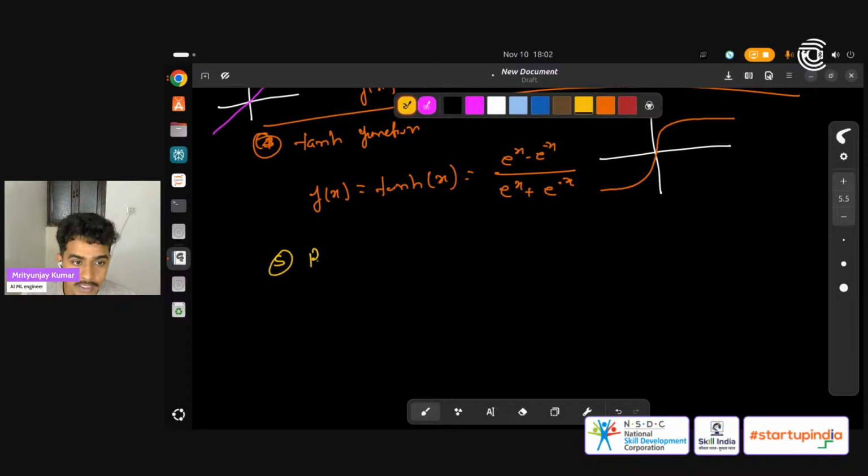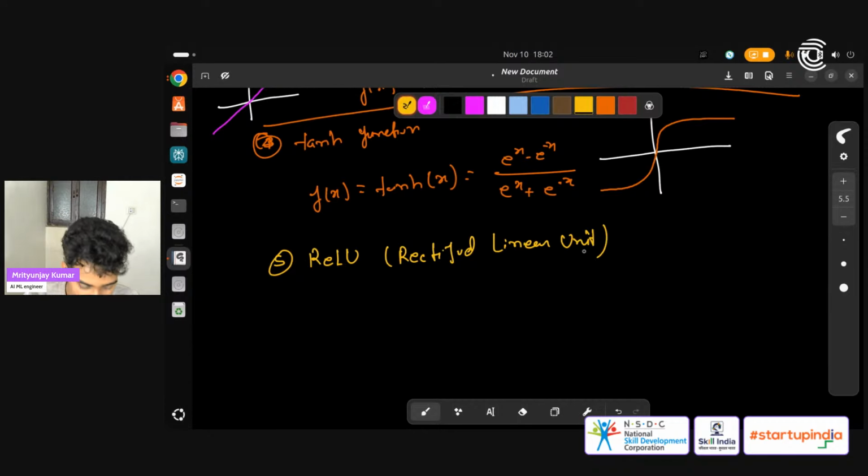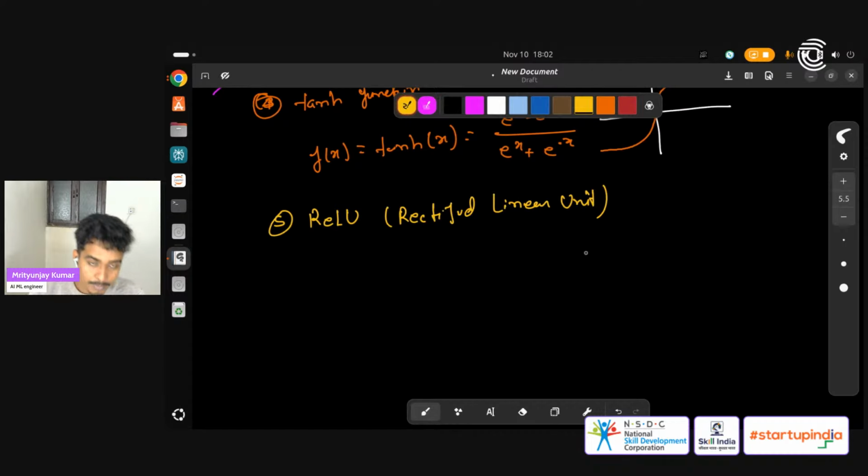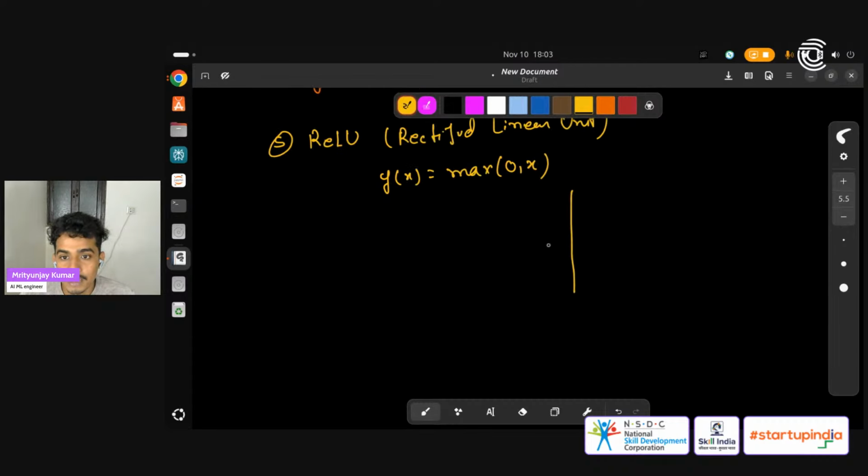Next, ReLU, rectified linear unit. All these activation functions are inspired by the step function and linear regression. Here f(x) is always going to be max of 0 and x. It means that whenever the value is negative, it is always going to make 0. But if it is more than 0, the line graph is going to go like this.